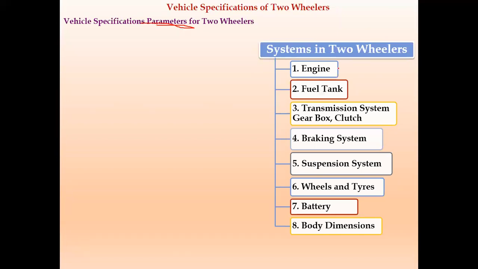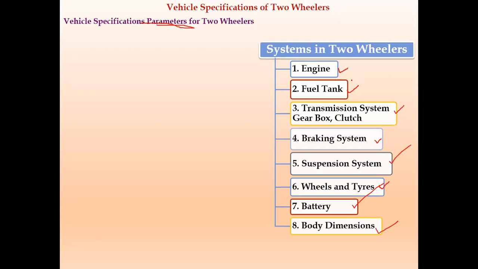So first system is engine. Then we have fuel tank. Then we have transmission system. In that, gearbox and clutch is there mainly. Next, we have braking system, suspension system, wheels and tires, then battery and body dimensions. So these are the different types of systems that need to be specified in case of two-wheelers.